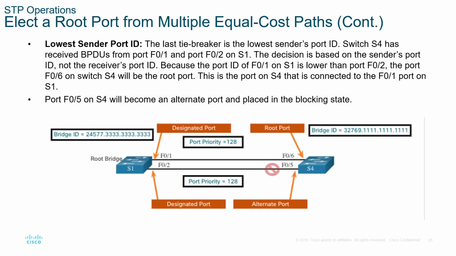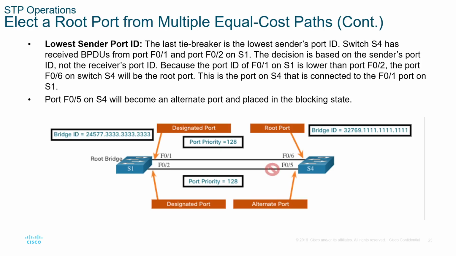Now, the last tie breaker is the lowest sender's port ID. Switch 4 has received BPDUs from port F01 and port F02 on switch 1. The decision is based on the sender's port ID, not the receiver's port ID.